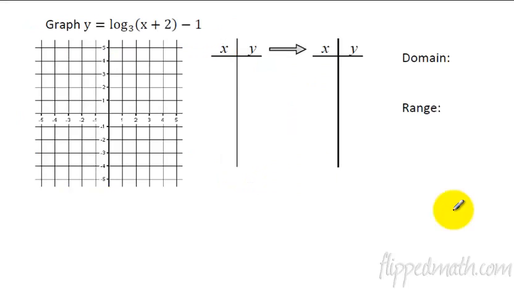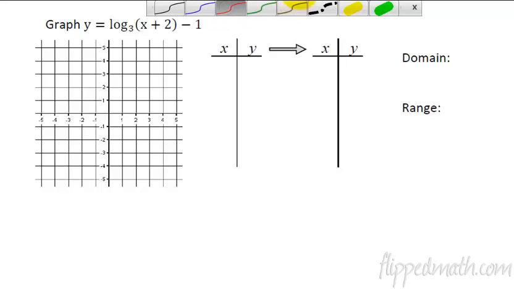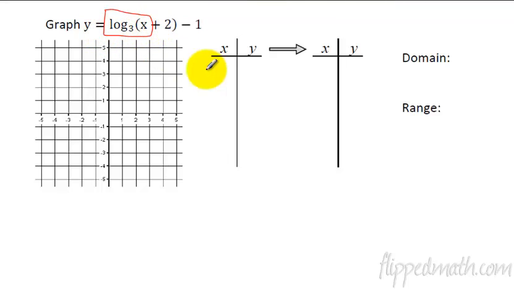What about graphing them? When you graph these, you really want to focus on a few things. Remember how we do this? We do this with exponential graphs too. I want to focus on this right here, log base 3 of x. We'll do this plus 2 minus 1 thing in a minute. The plus 2 just means that we're going to go left 2 units, and the minus 1 means that we're going to go down 1 unit. That's what these two things mean.